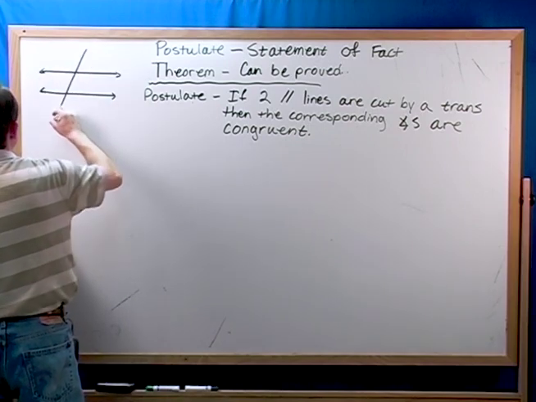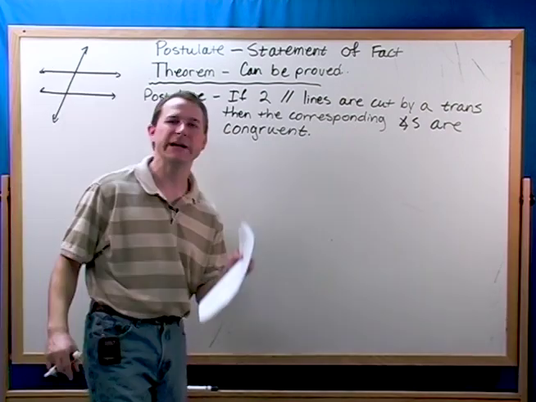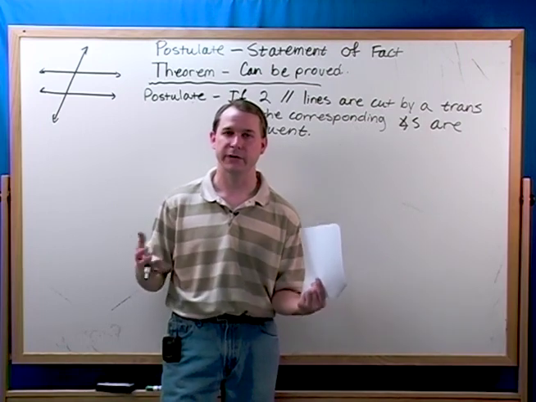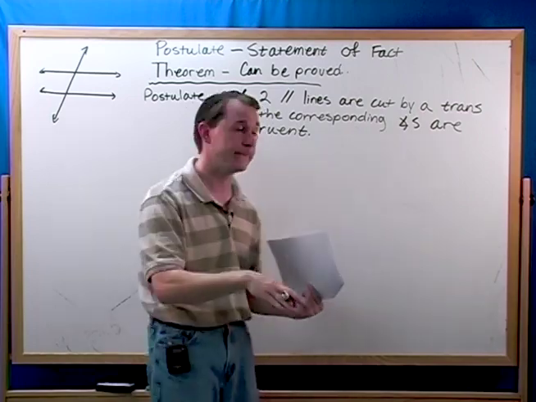And here's a transversal that cuts them. All this thing says, and you have to get good at reading the math and just trying to figure out what it means. If you don't do that, you'll never get anywhere. You have to read it slowly and you have to understand each and every word. So let's do that right now.